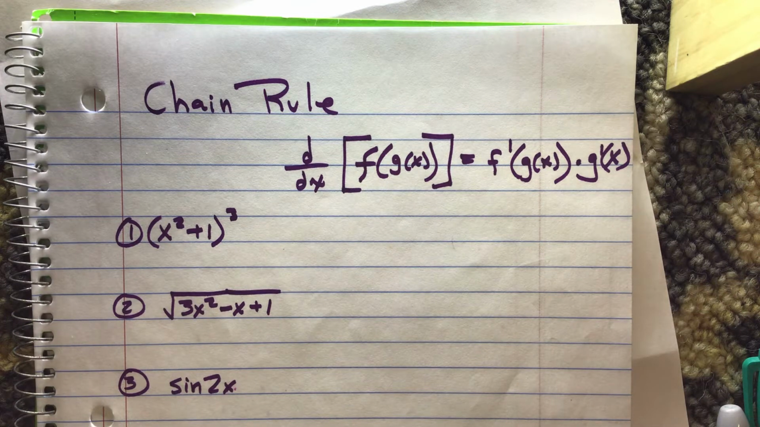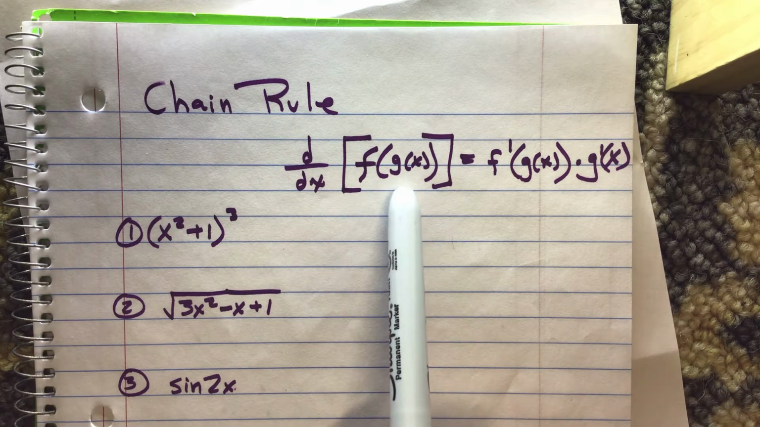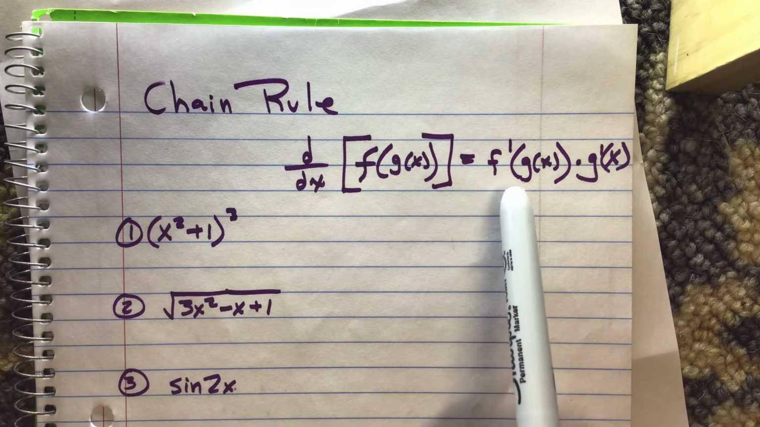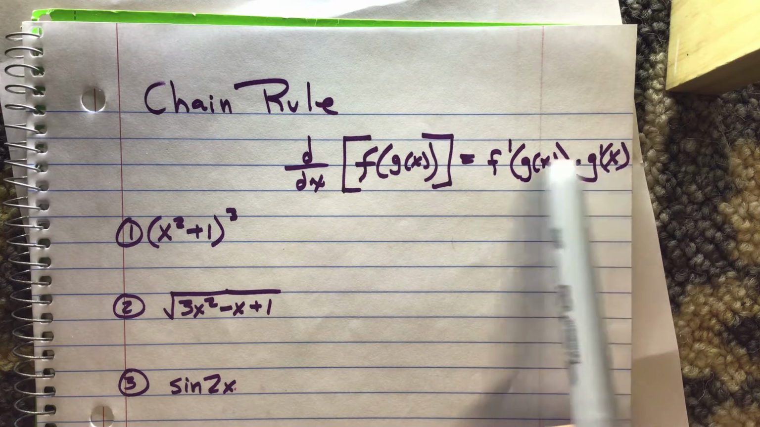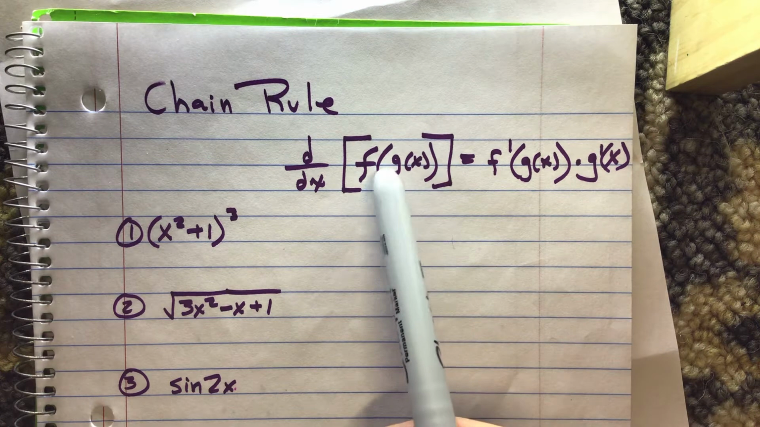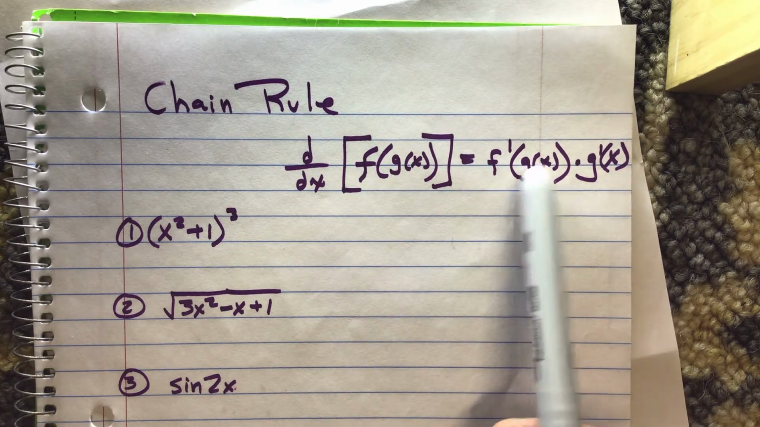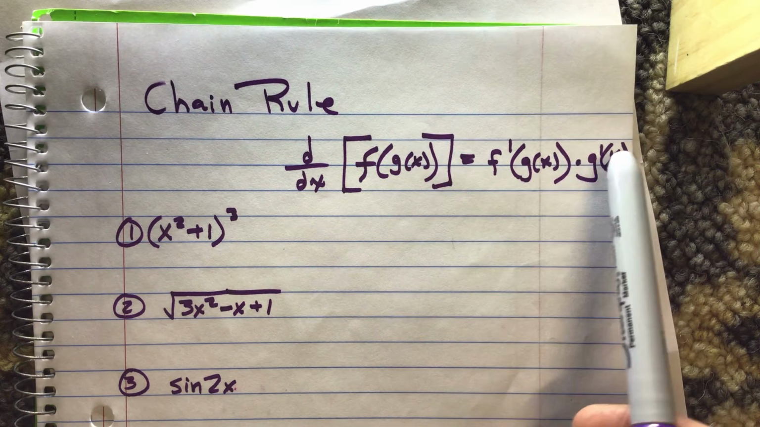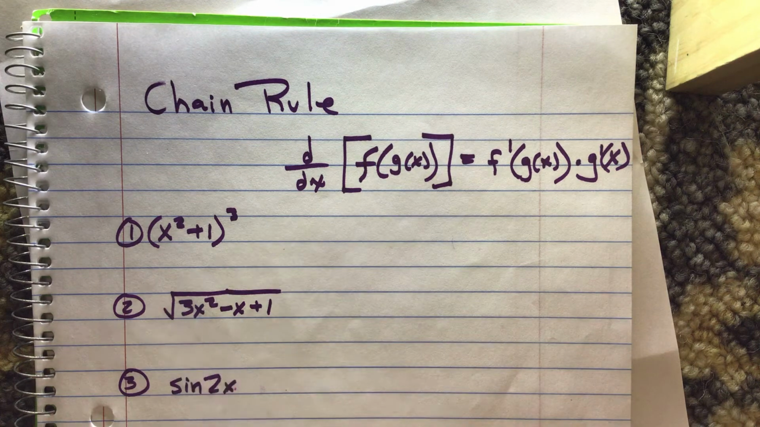Okay, this video is called the chain rule, and it's when you have a function within a function. So the derivative of f of g of x is equal to the derivative of f of g of x times g prime of x. So a function, g of x, within a function, f of x: you take the derivative of the outermost, f prime of g of x, times the derivative of the innermost function, g prime of x. This will make more sense with examples, which is what I'll do here.